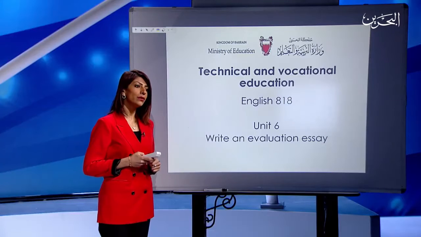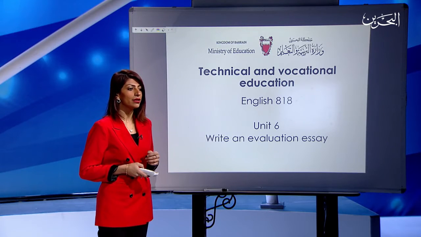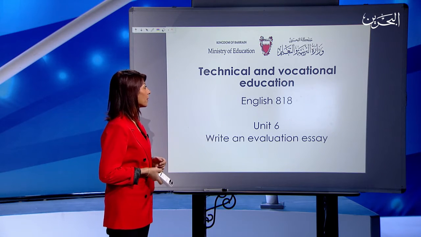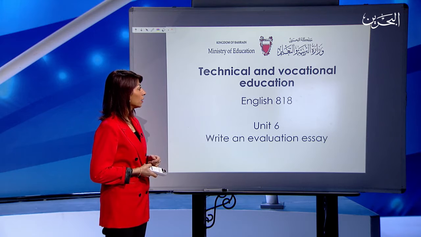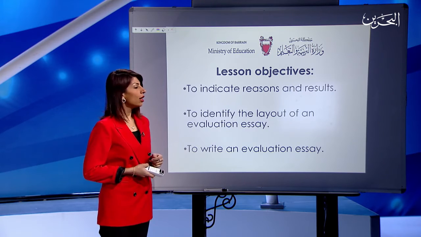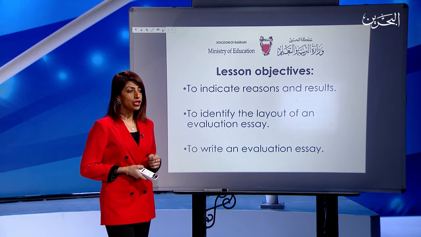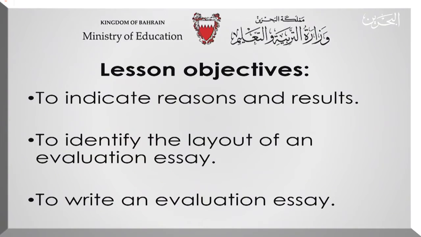We're going to start in Unit 6 today, and we will write an evaluation essay. By the end of this lesson, we're going to achieve three main objectives. The first one is to indicate reasons and results. Second one is to identify the layout of an evaluation essay. And last but not least, we will write an evaluation essay.